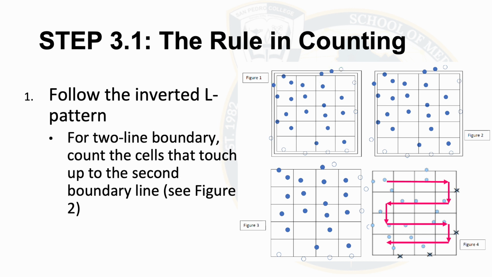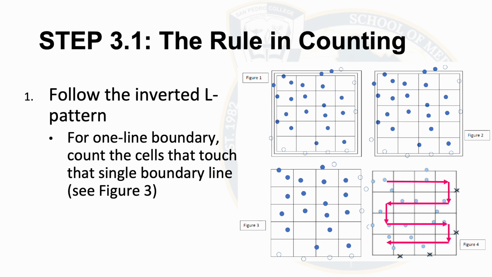Okay, for two-line boundary, count the cells that touch up to the second boundary line. So, see figure 2. Ayun na nga, yun yung sabi ko. So, up to the second boundary line. So, tingnan nyo dito. Dalawang boundary line lang to, di ba? Yung figure 1, tatlong boundary line. Pero still you counted the second and the first boundary line. The same with your figure 2. Although, dalawa lang ang boundary line na makikita mo, imaginary yung third boundary line. So, hindi mo na to i-count. Ang i-count mo lang yung tumama sa second and the first boundary line.